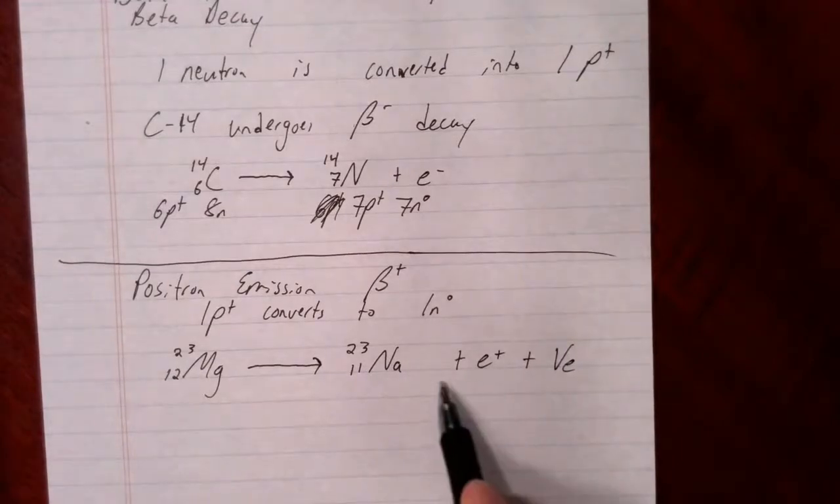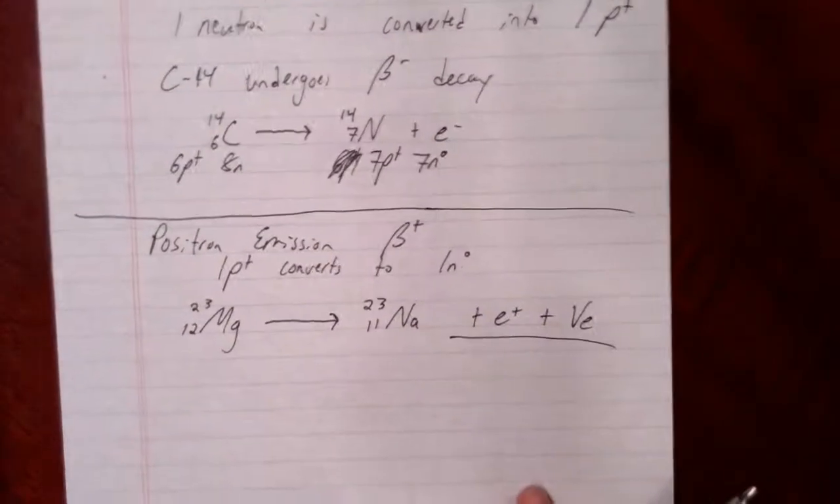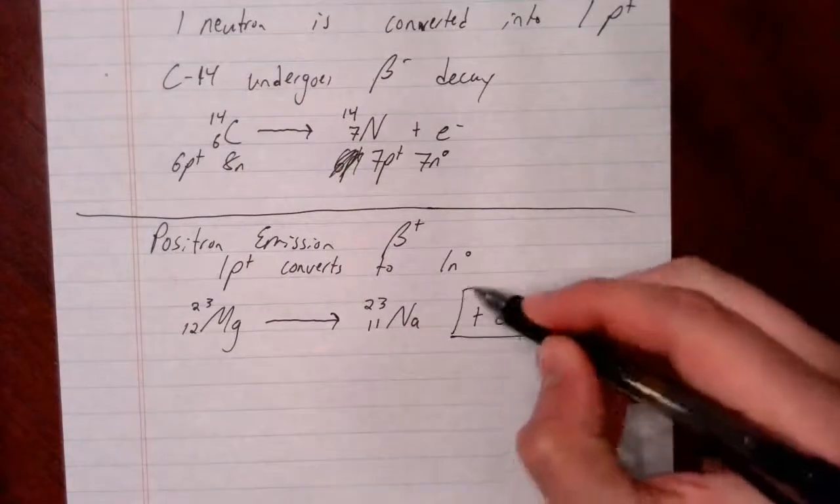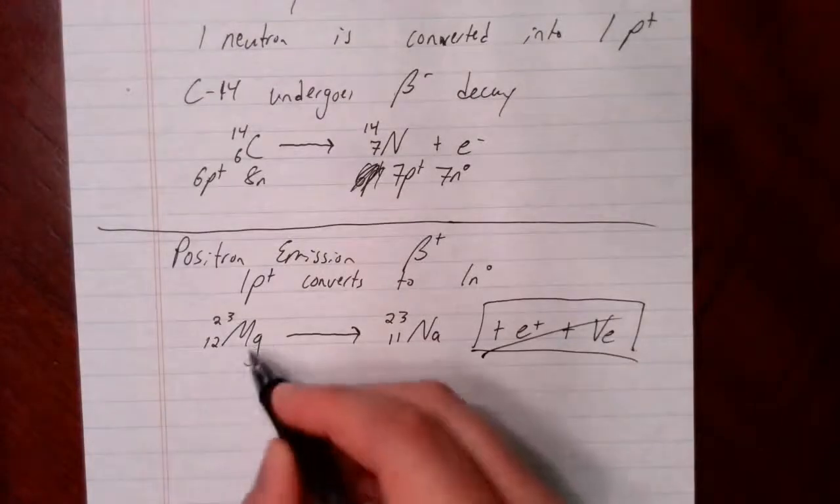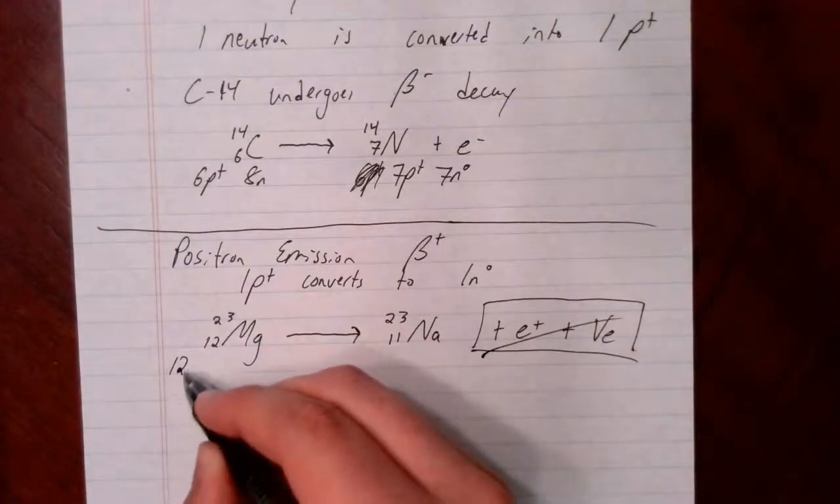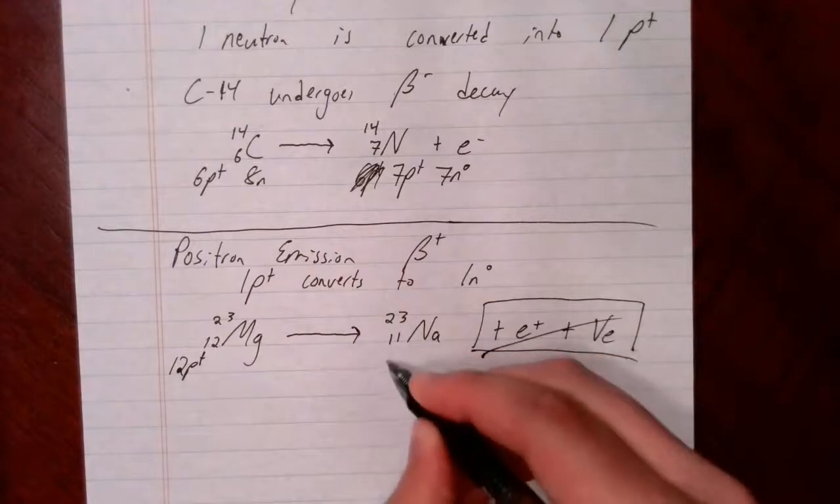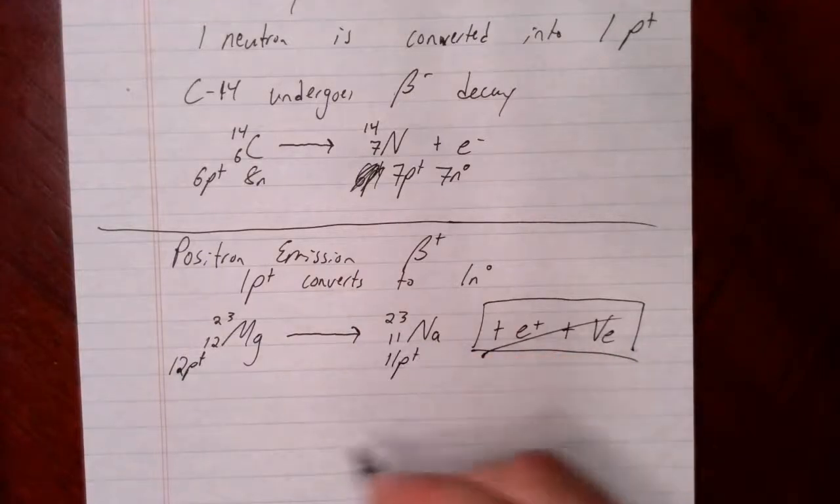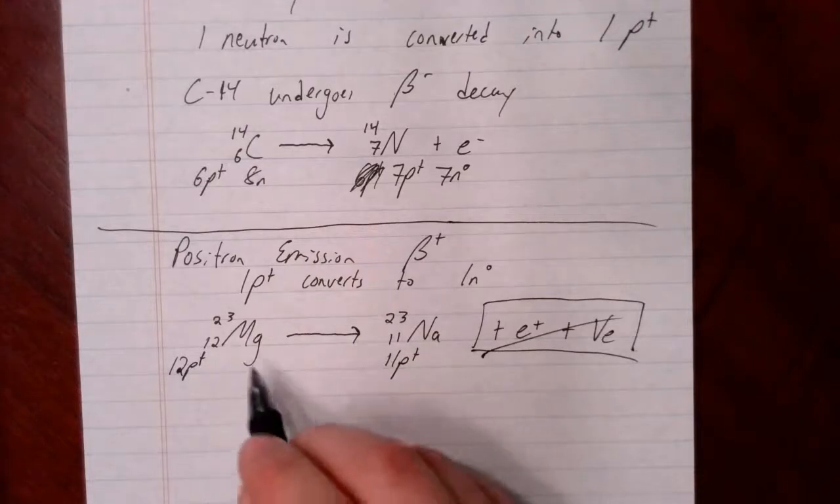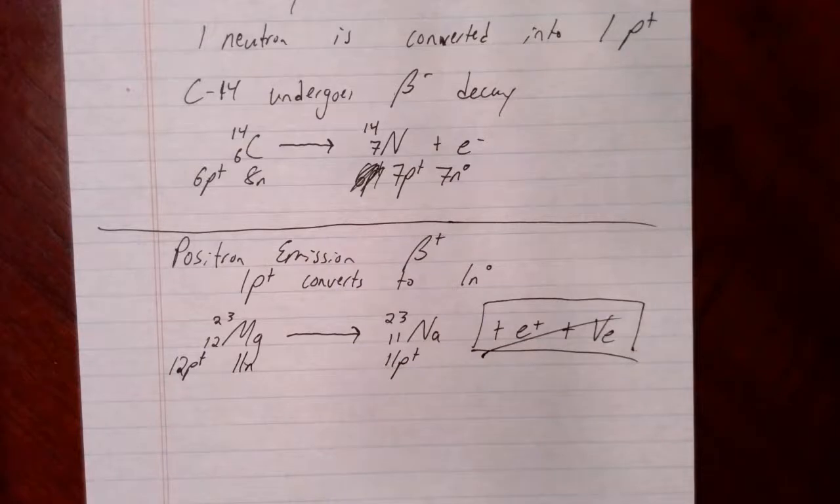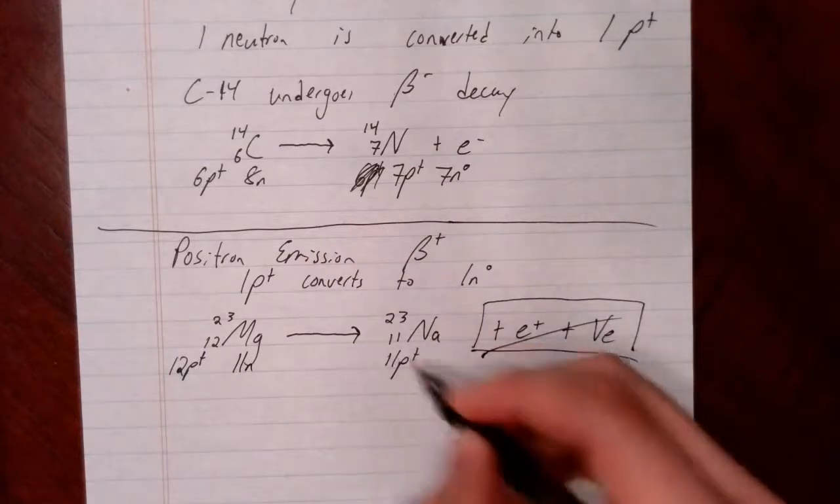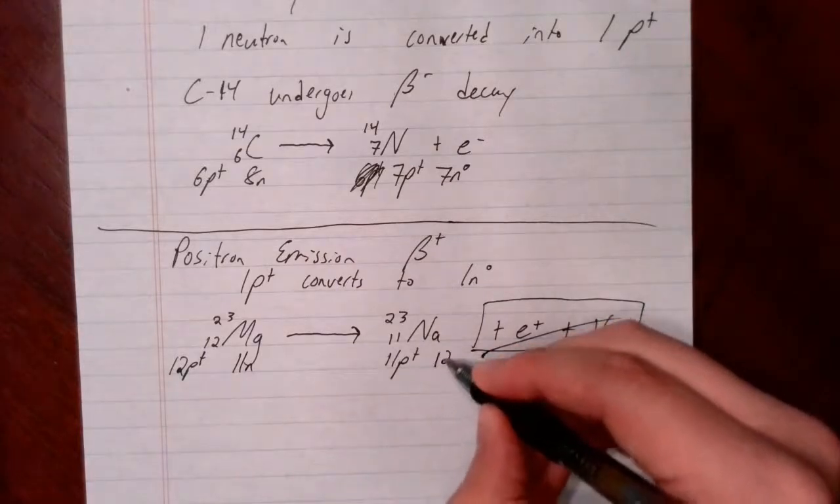So I just write these to make you aware that they're there. If I ask you to solve this problem, I wouldn't require that you write this here. I'm more concerned about the parent and daughter nuclide here. So if I wanted to go and label this, the parent nuclide has 12 protons. The daughter nuclide has 11 protons. So that means that the parent nuclide here has 23 minus 12, so it has 11 neutrons. And then the daughter nuclide would actually have 12 neutrons.